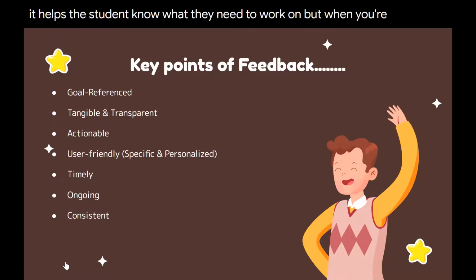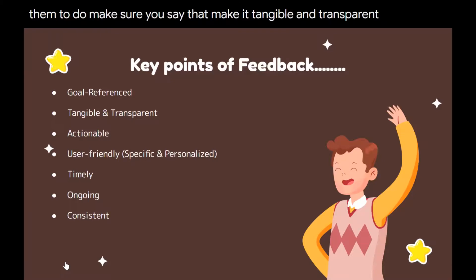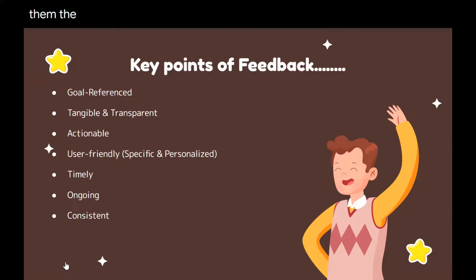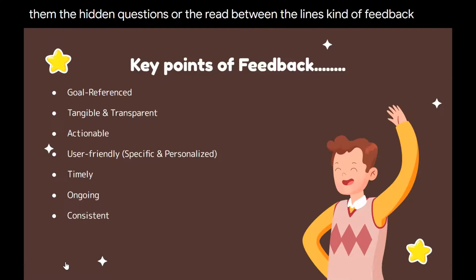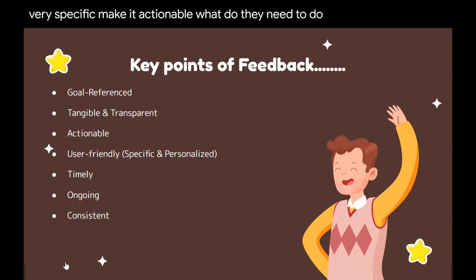But when you're giving that feedback, it needs to be goal referenced. So, what is it that you want them to do? Make sure you say that. Make it tangible and transparent. Don't give them the hidden questions or the read between the lines kind of feedback. Be very specific. Make it actionable. What do they need to do in order to improve?